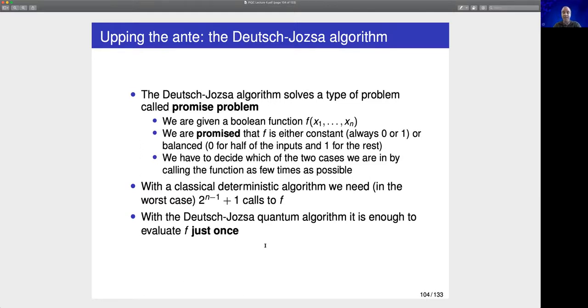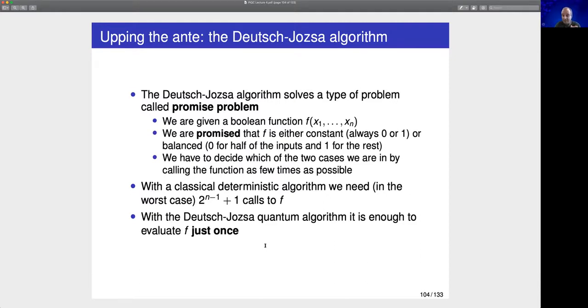It is easy to see that if we use a classical deterministic algorithm, we need to evaluate the function on at least half of the inputs plus one. Because if we are very unlucky and the function is balanced, but we always select values on which the function is zero, for instance, half of the inputs are zero.